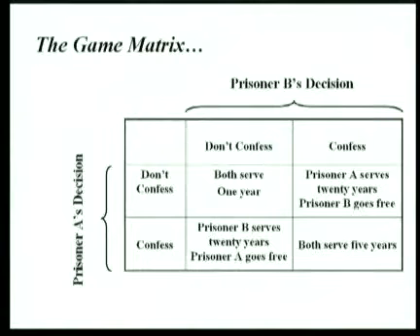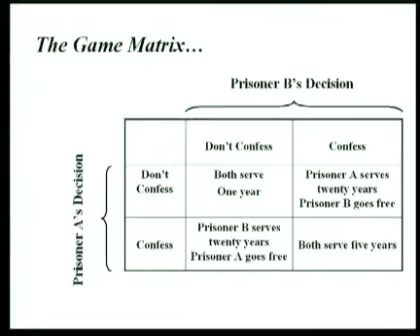This is what it looks like. This is the game matrix, and we have prisoner A's decision along the rows and prisoner B's decision along the columns. The two options in each case are confess or don't confess. If they both don't confess, if they continue to cooperate with each other, then they serve 1 year in prison. If they both confess, then the sentence is a little heavier, 5 years in prison for both of them.